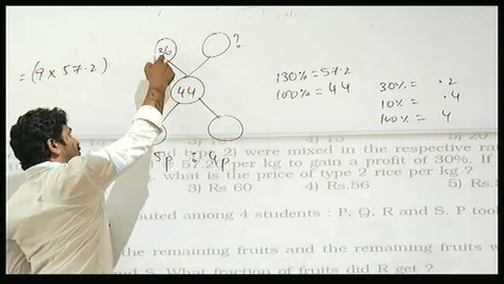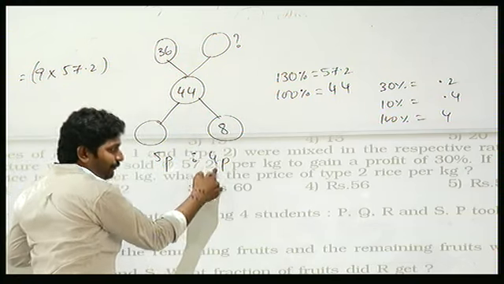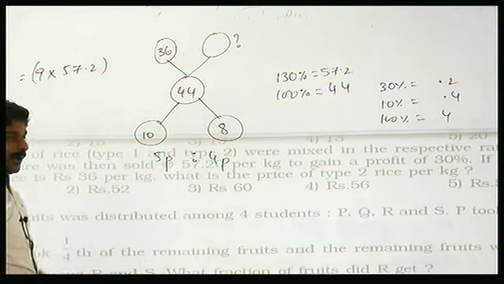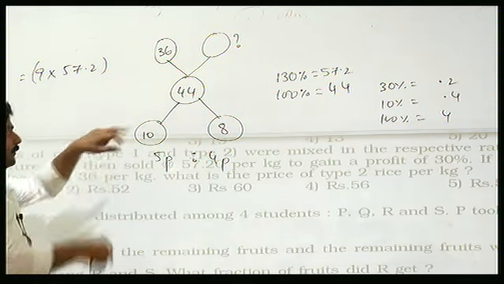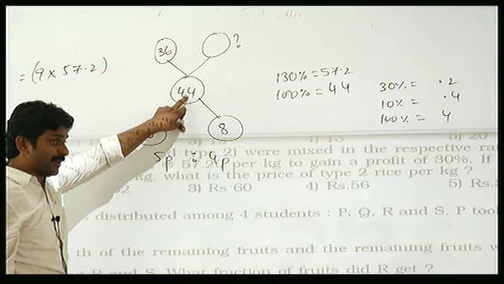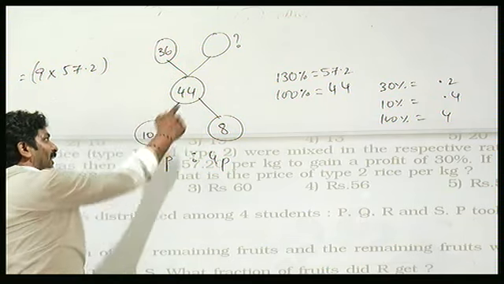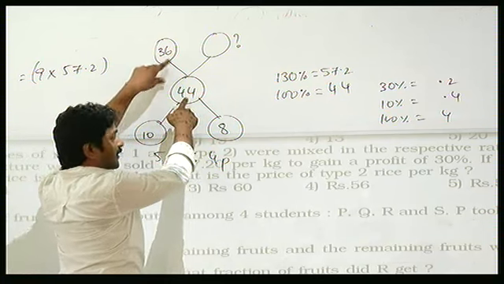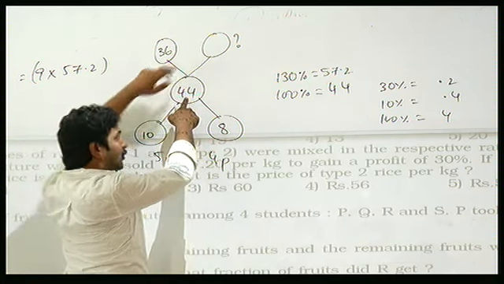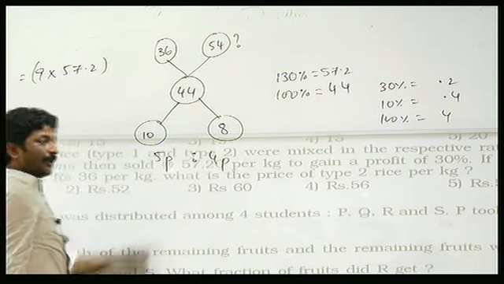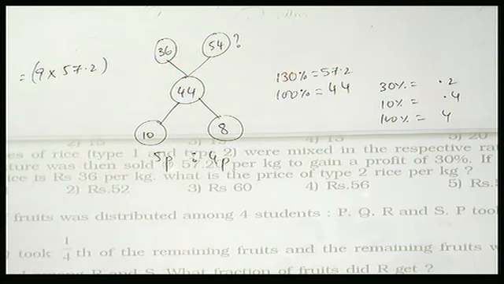What is the difference between these two numbers? 8. If 4 parts is equal to 8, 5 parts is equal to 10. And based on alligation rule, this number must be more than one of the numbers and less than the other number, right? As this is more than 36, this must be less than this number. So here this value must be equal to 54. You are asked about cost price of the second item.